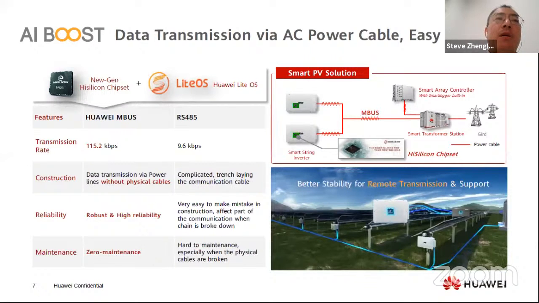After the traditional RS485 cable is eliminated, it not only saves material and manpower cost for the RS485 cable, but also enhances O&M reliability. This feature is the foundation of all the AI implementation, which requires fast and reliable data transmission. Okay, so this is for the MBUS.